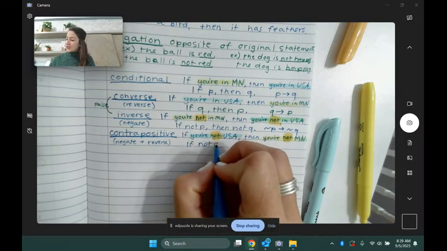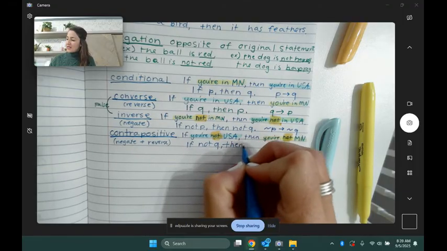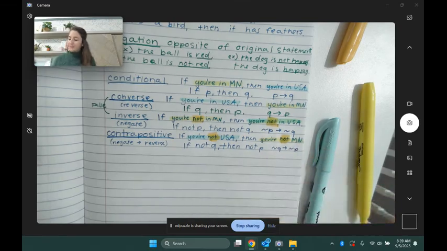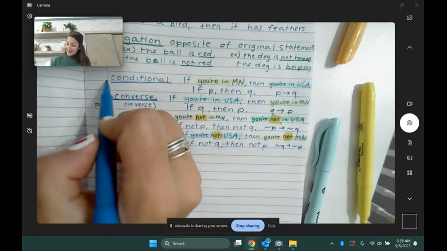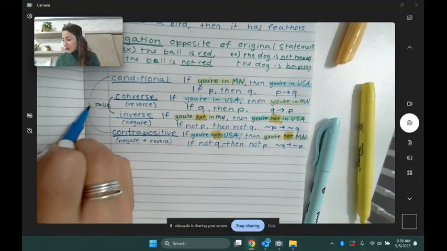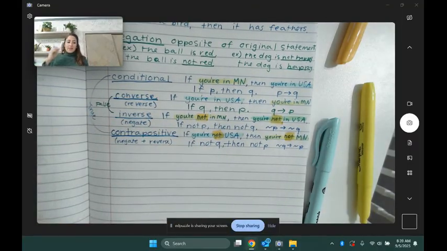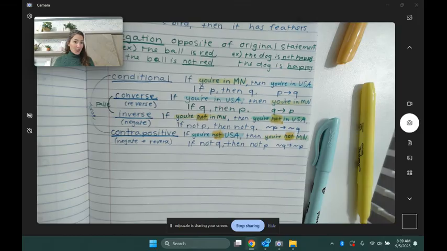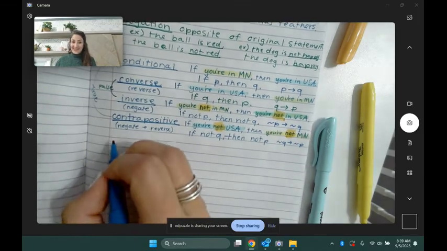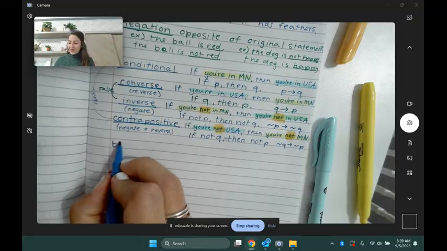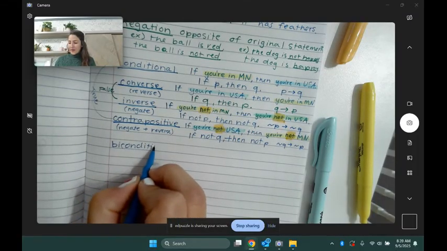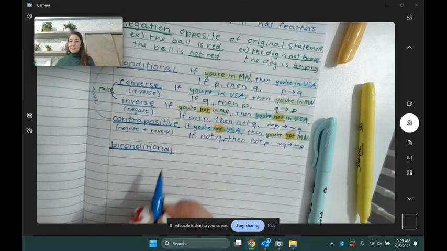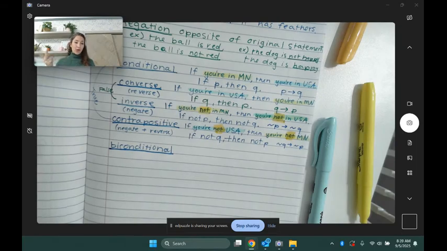If not Q, then not P. So these two, conditional and the contrapositive, these two are true. They're kind of related. Now, if all four of these things are true, then I can write something called a biconditional. Biconditional, bi meaning two, would be like my argument can go two ways. It can go both ways.